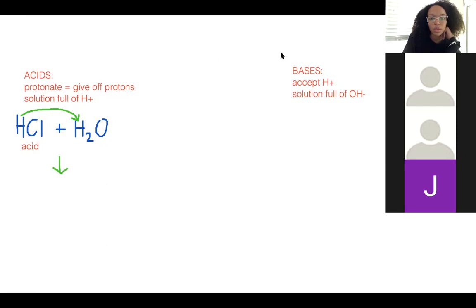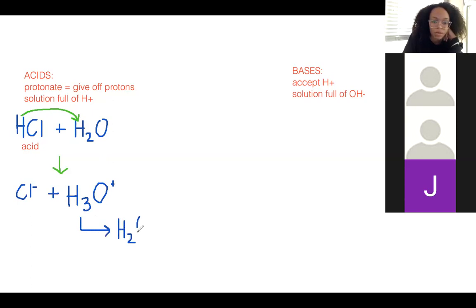So what are we going to be left with? We have just Cl minus, a chloride ion, because it lost the H plus, and water, but remember a hydrogen was added. So what this will look like is instead of H2O, it's going to be H3O. But really, what that is, is just H2O with a proton. Okay, H2O with a proton.